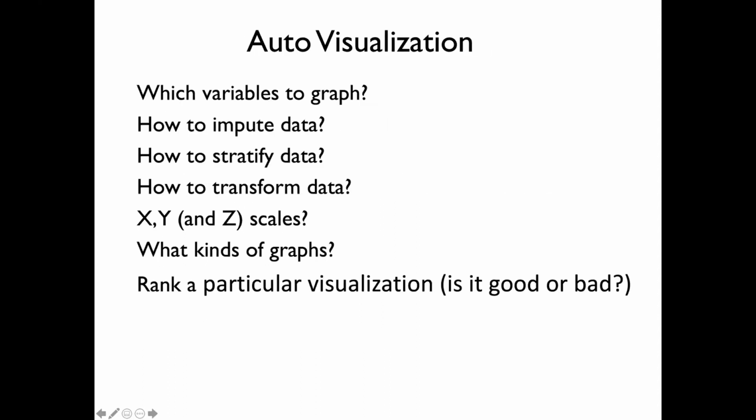So what do we want with auto EDA? We want to know which variables are important. We want to know what data is missing. What are the best ways to impute the data? Should I do it on a particular category or just take the mean or whatever? How to stratify data. And I won't go into detail what that means, but when we start talking about confounders, you'll understand that.